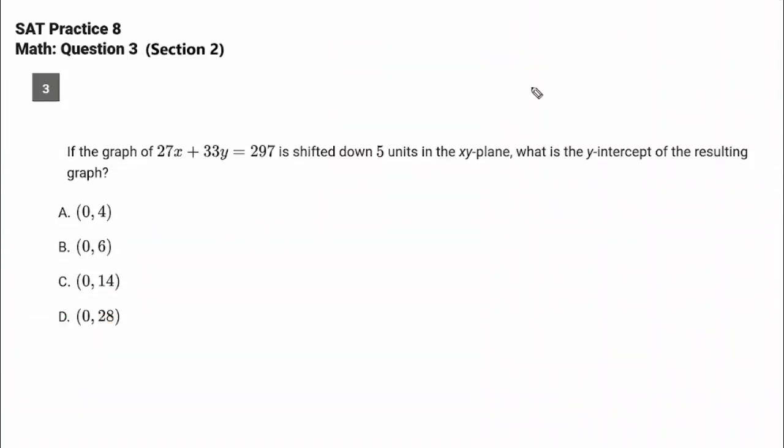We're on SAT Practice Test 8, Math Section 2, Question 3. What's the level of difficulty here? It's medium. The mediums start pretty fast on Section 2. If the graph of 27x plus 33y equals 297 is shifted down 5 units in the xy plane, what is the y-intercept of the resulting graph?